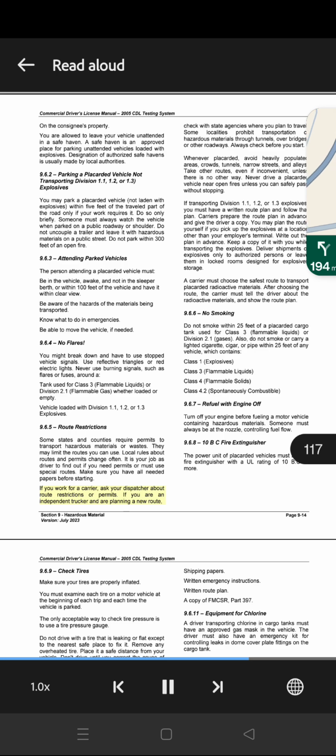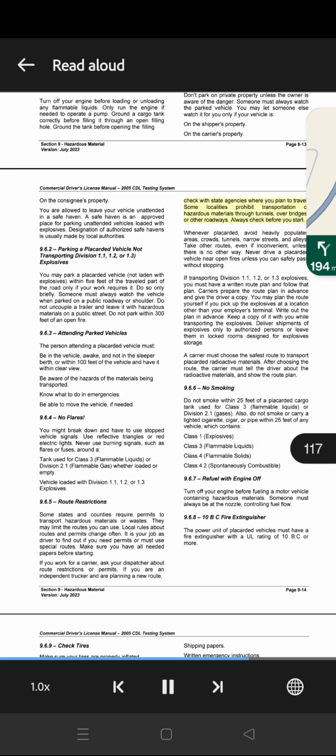If you are an independent trucker and are planning a new route, check with state agencies where you plan to travel. Some localities prohibit transportation of hazardous materials through tunnels, over bridges, or other roadways. Always check before you start. Whenever placarded, avoid heavily populated areas, crowds, tunnels, narrow streets, and alleys. Take other routes, even if inconvenient, unless there is no other way. Never drive a placarded vehicle near open fires unless you can safely pass without stopping.